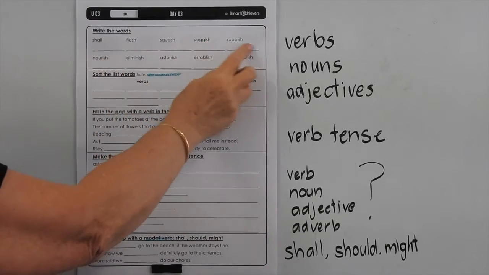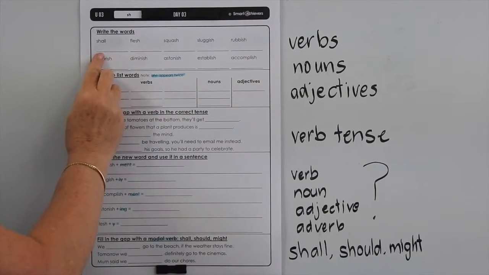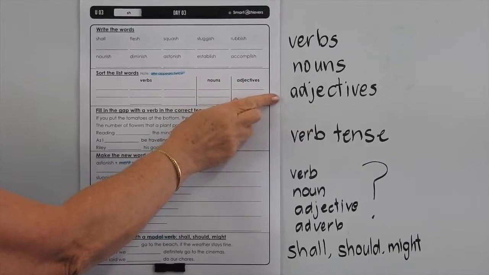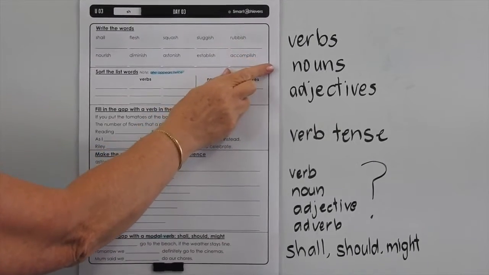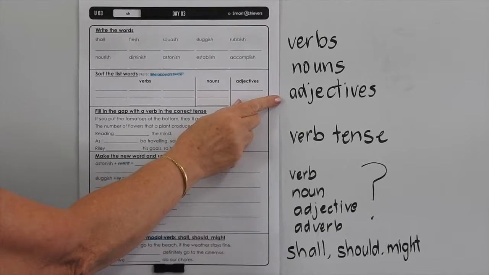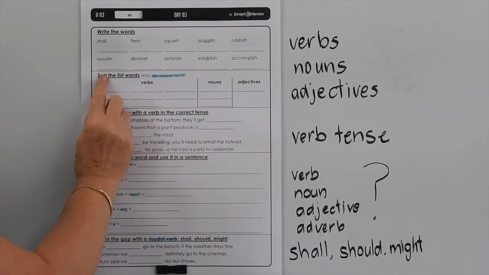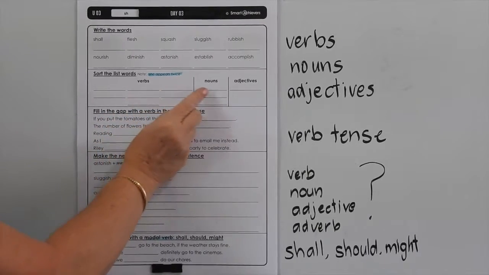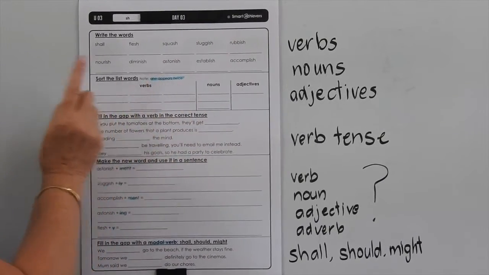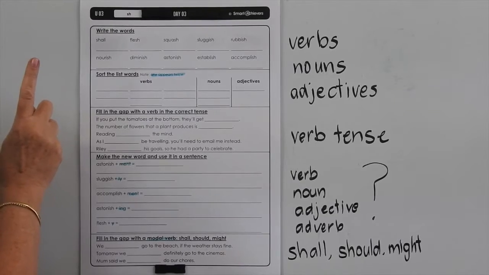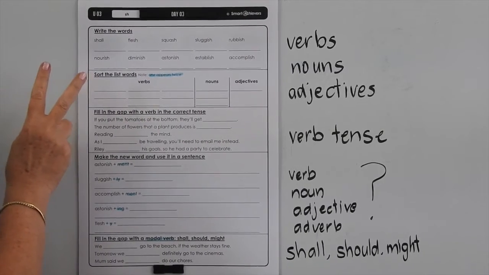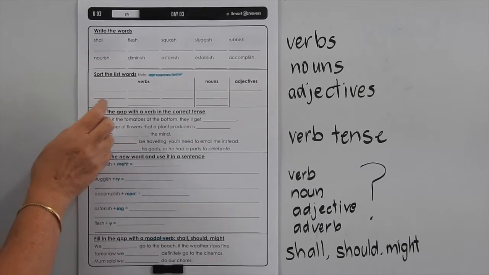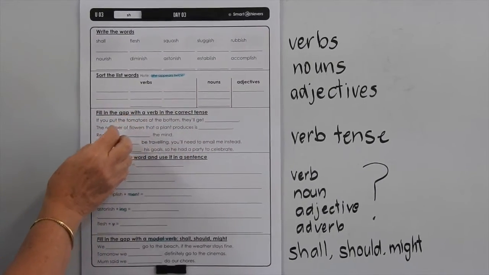I suggest you work through this set of words within your group and work out whether each of them is either a verb, a noun, or an adjective. Just put a V for the verb, an N for the noun, and an ADJ for the adjective. Then when you get down to sorting the list words, you can pop them very simply into each of their categories. Now there is one word that can be used in two different forms. So you will have 11 words to write down here.